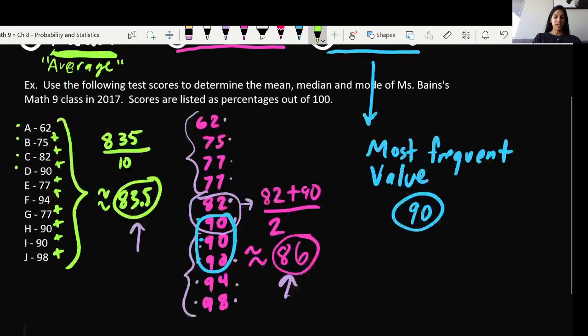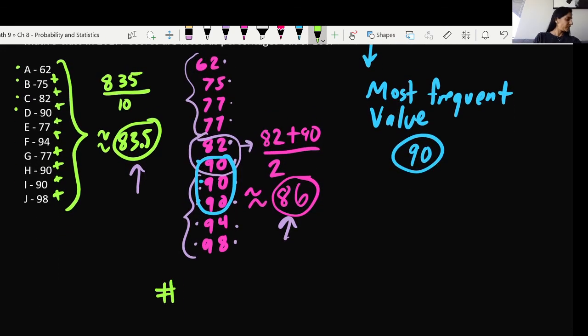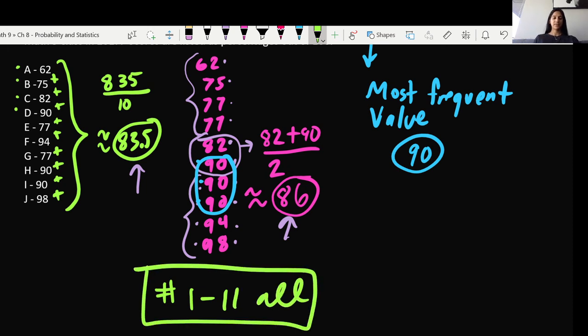Okay, so I hope that you found that helpful. I am going to get you to do numbers 1 to 11 all for this section, and that's it for today.